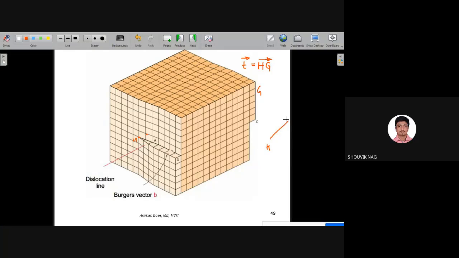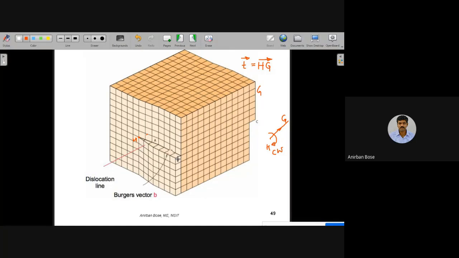Here it is H, here it is G. So H to G means this. So we have to draw the Burger circuit in a clockwise direction. Very good. So in a clockwise direction, we have to draw the Burger circuit. So let us start drawing the Burger circuit.